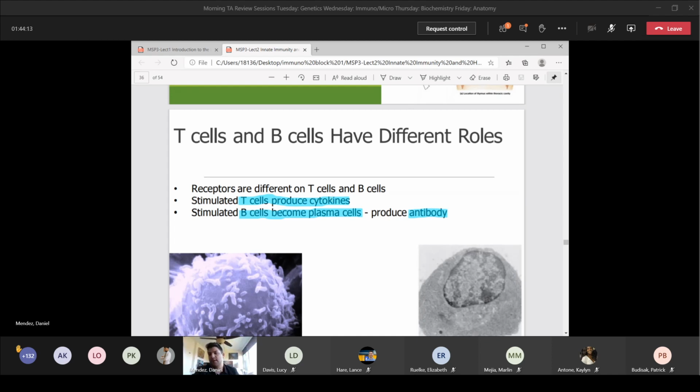Yes, Gabriella, the positive and negative selection do occur in their primary lymphoid organ.